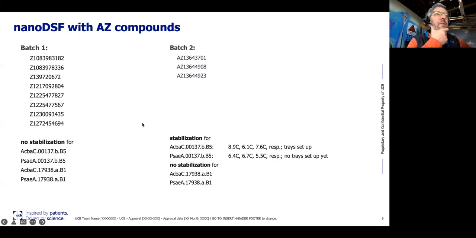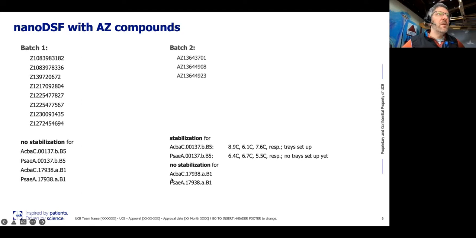Okay, and then lastly, we did some nano-DSF experiments. These are the 2 that I could find. We got a first batch. These are the numbers I could get out of our internal report. There really was no change for any of these proteins. Then we got 3 more compounds a little bit later, and we could see decent shifts for both Acinetobacter and Pseudomonas Mur C, but nothing for any of the Mur Ds.